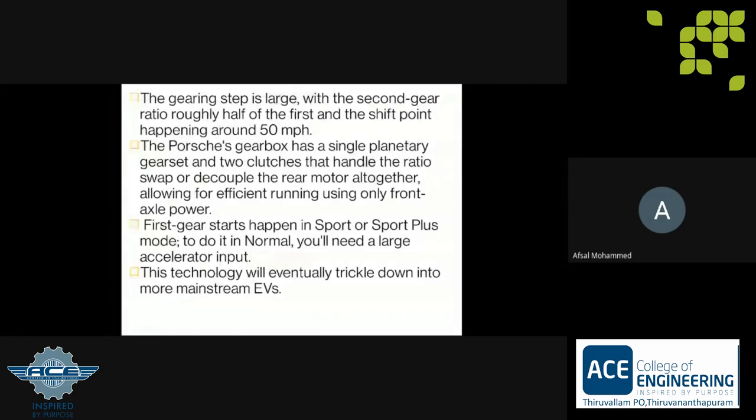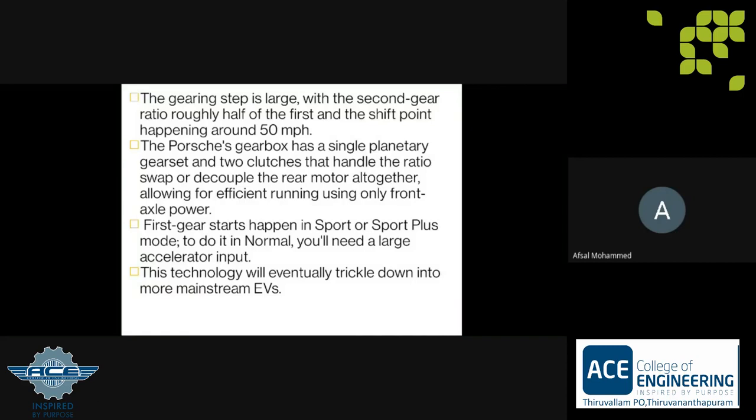Essentially, the car always drives in the second gear. Only in instances where very high acceleration is needed does the car use the first gear. In all other cases, the car uses the second gear. If the car is in Sport or Sport Plus mode, then the car uses the first gear to set off, thus ensuring maximum acceleration. Even in normal mode, if you need the car to go into first gear, you will have to put the foot down or give 100% throttle input for the car to recommend the first gear. In all other conditions, the second gear itself is enough, and the second gear is a much larger gear than the first one.